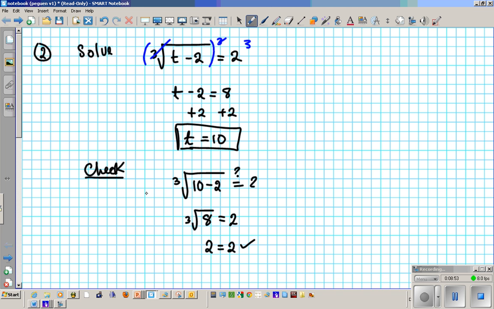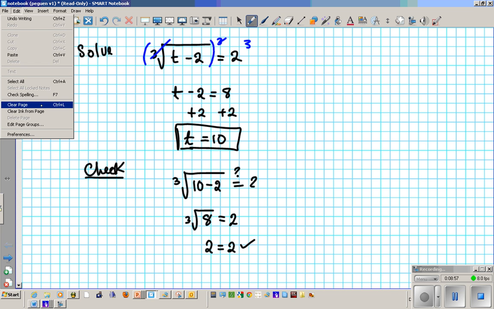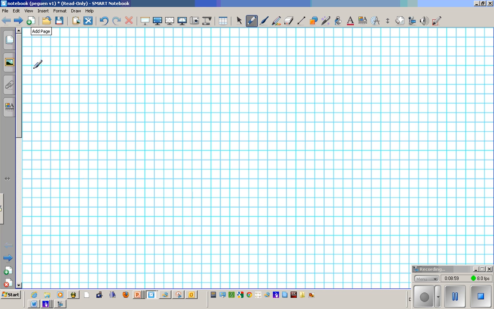Alright, now let's try another example. This one is a little bit more intense, so I'll need you to pay real close attention. Example number 3, solve the square root of x plus 10 equals 5 minus the square root of 3 minus x.